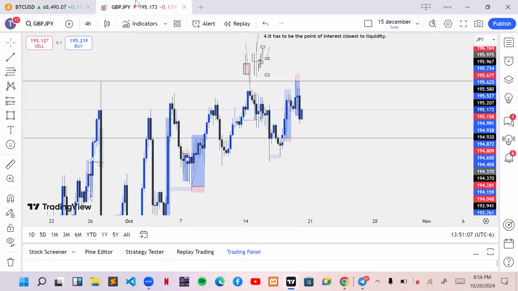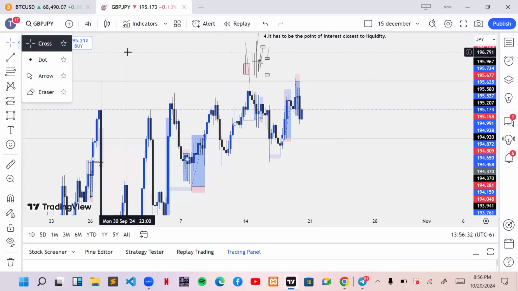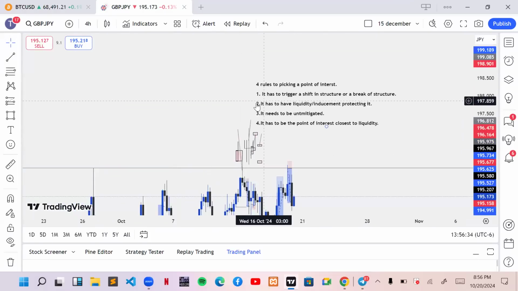So just make sure that it obeys these four rules right here. These four rules: structure shift has to have liquidity, this will be unmitigated, and it has to be the point of interest closest to liquidity. Once you follow these four rules, it will tell you whether to pick your point of interest from a breaker block or whether to pick your point of interest from your other block. That's just it.